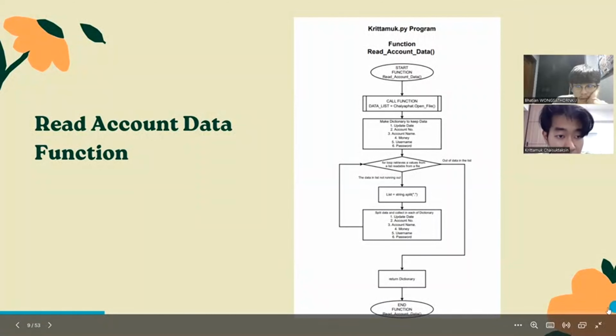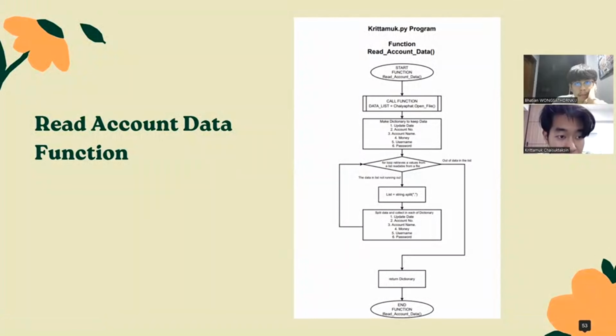The read account data function, the system will start by calling the data list sub function for Shayapat text file. Create the dictionary to store the data with the following information and run to the condition in the for loop. It will check one by one until the data in the list runs out, and then it will separate the data in the dict and then end. Next.